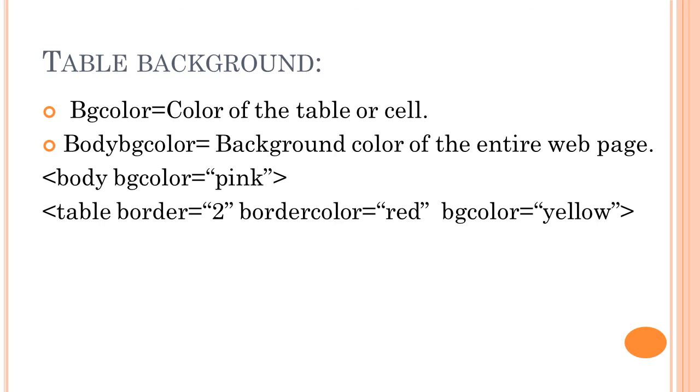This bgcolor is used to change the color of the table, not the entire web page. If you want to change the entire web page, this bgcolor needs to be written inside the body. If it is written inside a table, it will change the table color. If the same bgcolor is written inside a TD, it will change the cell color. This is about table background.